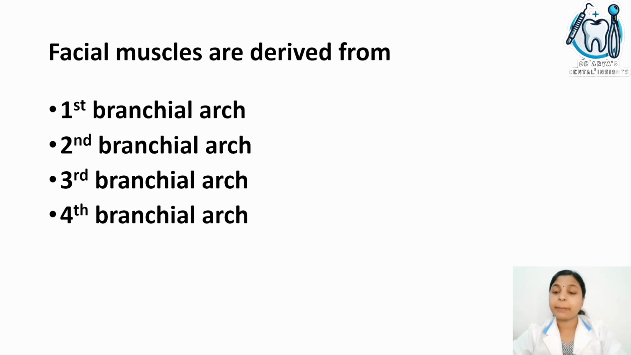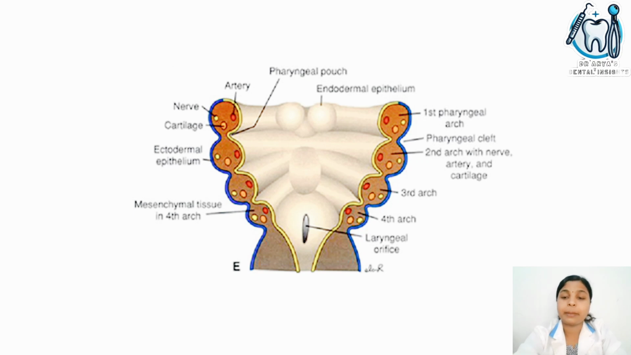So coming to the next question, facial muscles are derived from which pharyngeal arch? First one is first branchial arch, second branchial arch, third and fourth. Which one is correct? So coming to some embryology, this is the pharyngeal arch. Here this is the first arch, second arch, third arch, fourth arch, fifth one disappears and sixth one is there. This is the pharyngeal cleft and these are the pharyngeal pouches.